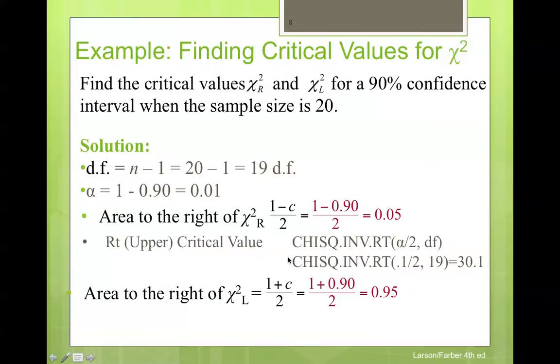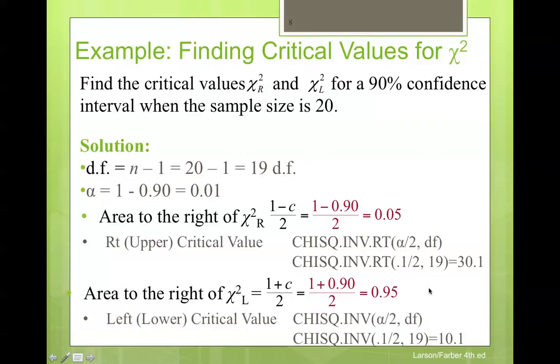So for the right critical value, it should be CHISQ.INV.RT, alpha divided by 2, degrees of freedom. So we have 0.1 divided by 2. Notice up here I made a typo. This should be 0.1, because 1 minus 0.9 is 0.1, not 0.01. So down here I plugged in the correct one, 0.1 divided by 2, and 19 degrees of freedom. And for the lower, the left, we just use CHISQ.INV. So for the right one, we use CHISQ.INV.RT, and for the left, we use CHISQ.INV. They're both still alpha divided by 2 and degrees of freedom. So it's still 0.1 divided by 2 and the 19 degrees of freedom.